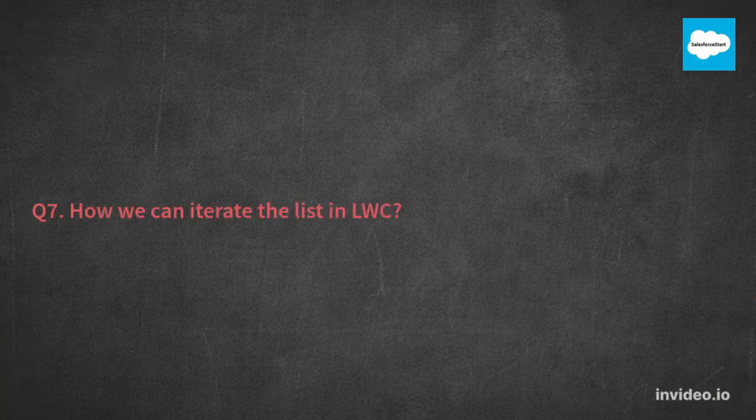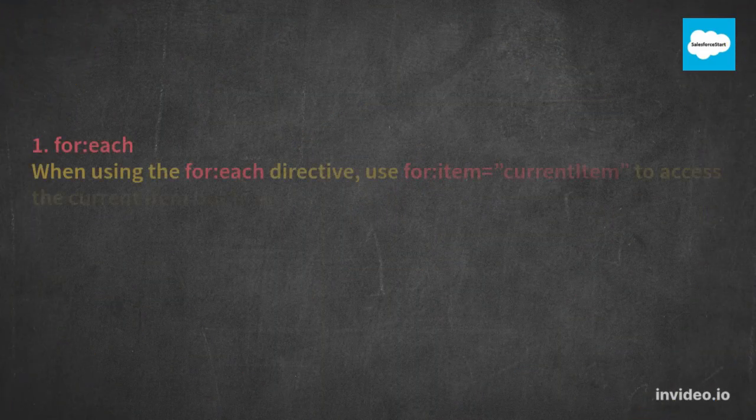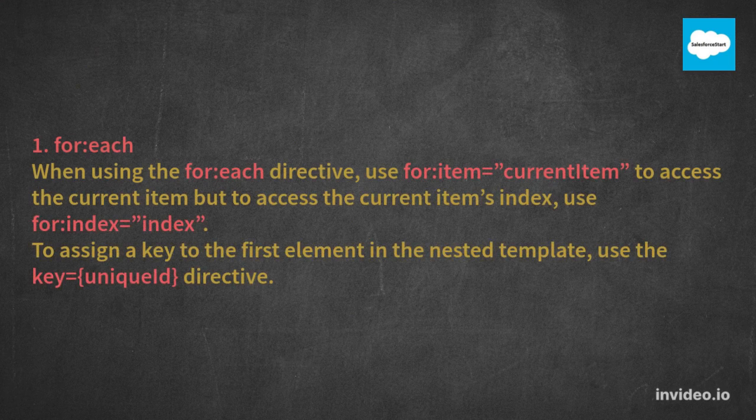Q7. How can we iterate a list in LWC? Two options are available. 1. for:each. 2. iterator. 1. for:each. When using the for:each directive, use for:item=currentItem to access the current item, but to access the current item's index, use for:index=index. To assign a key to the first element in the nested template, use the key={uniqueId} directive.